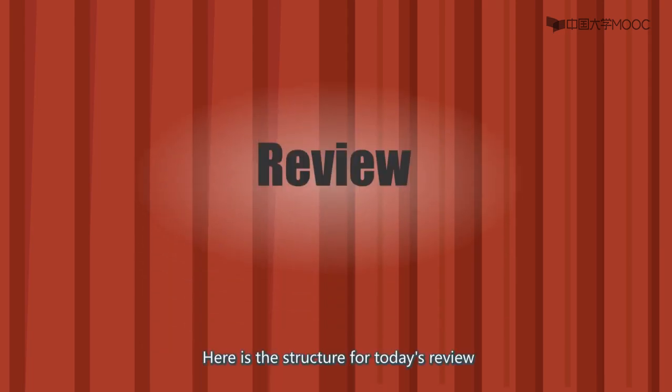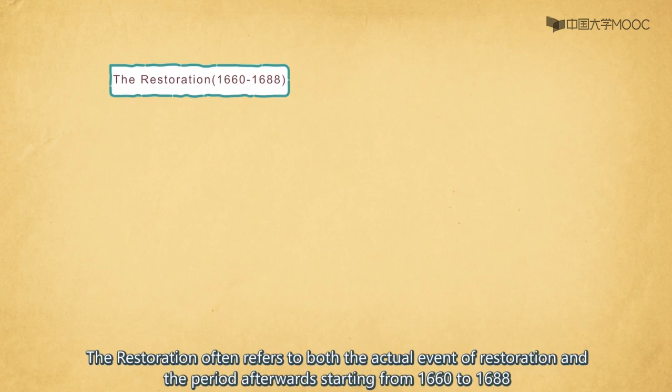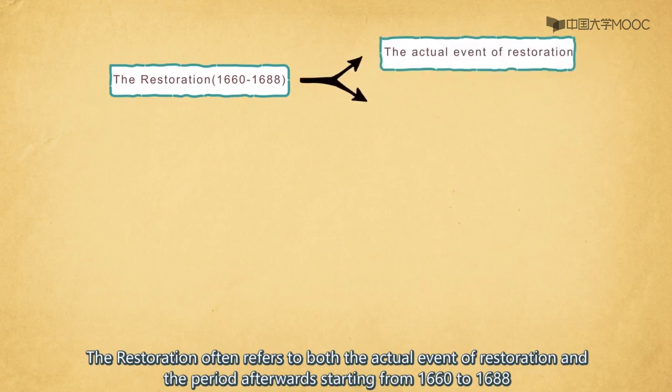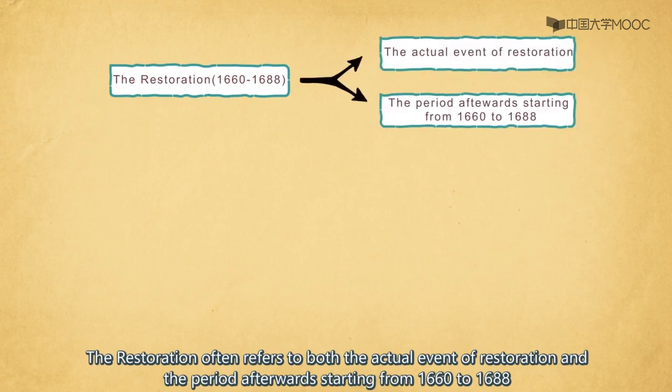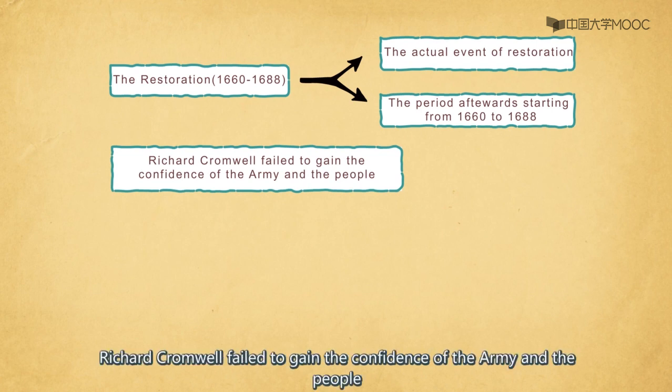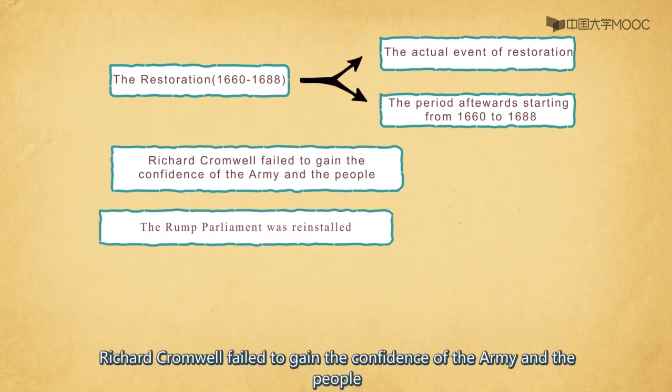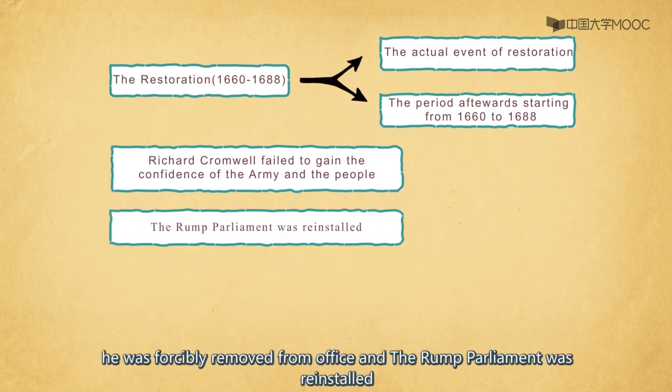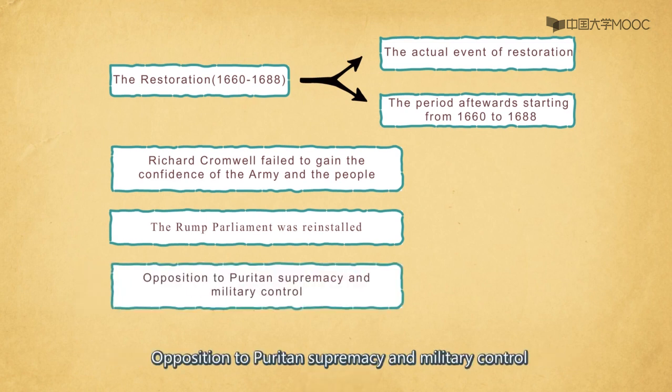Here is the structure for today's review. The Restoration often refers to both the actual event of restoration and the period afterwards, from 1660 to 1688. After Oliver Cromwell's death, his son Richard Cromwell failed to gain the confidence of the army and the people. After only 7 months, he was forcibly removed from office and the Rump Parliament was reinstalled. In the nationwide opposition to Puritan supremacy and military control, the monarchy was restored to Charles II.